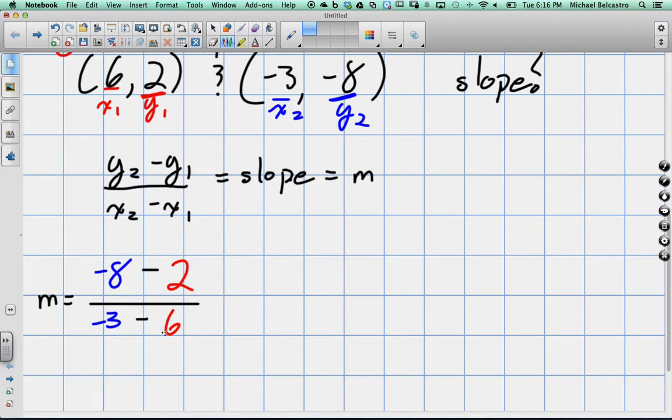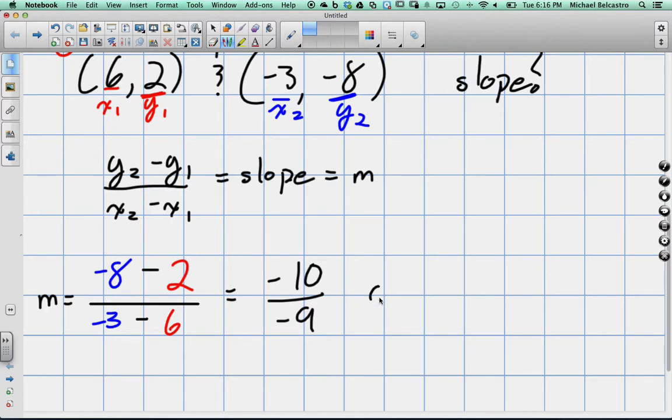So let's work this idea out. What is negative 8 subtract 2? Do you know off the top of your head what that would be, or do you want me to do it? Negative 10. Good. So we have negative 10 divided by, and what's negative 3 minus 6? Negative 9. That's right. So our slope is negative 10 over negative 9.